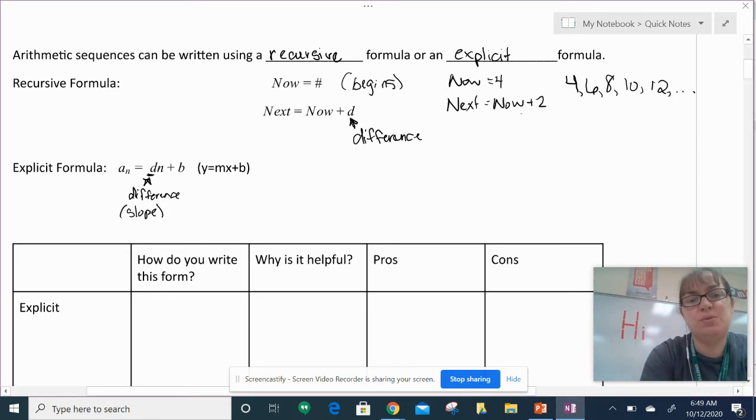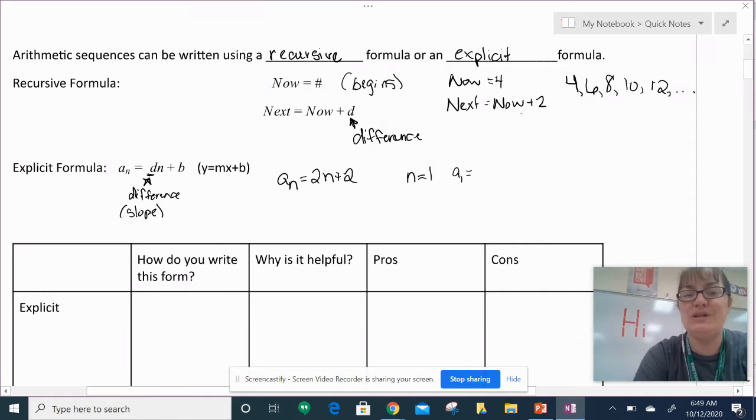The way this one would look is something like this. It might say a sub n is equal to 2n plus 2. The way we would use this is to say, okay, what if that n value is 1? In other words, we're looking for the a sub 1 term, which means the first term. So we would plug 1 in. 2 times 1 is 2, plus 2 more tells me that the first term is 4 in this sequence.